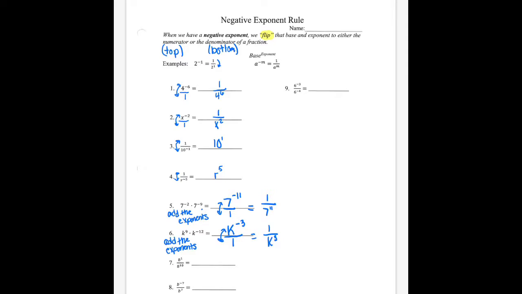Now, as you can see, number 7, 8, and 9, we all have the quotient rule. So the quotient rule says that we subtract the exponents.